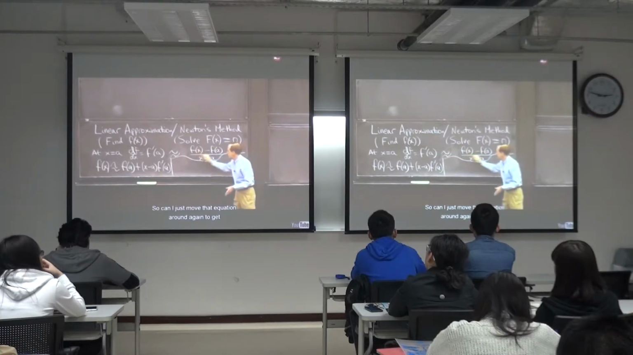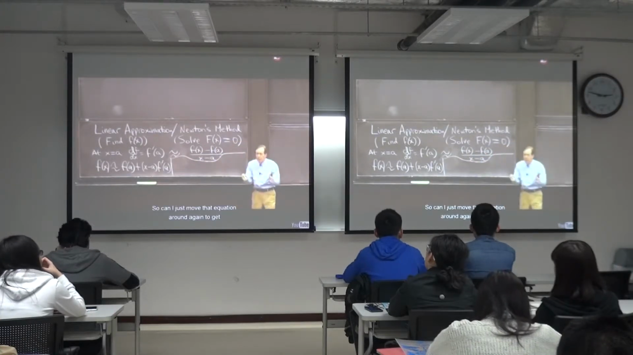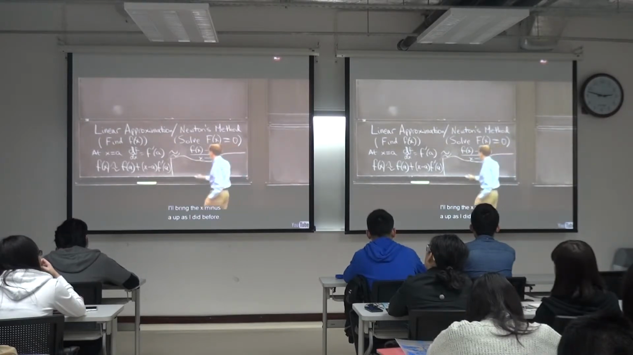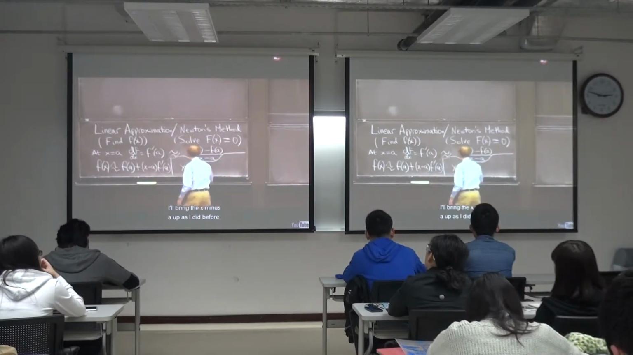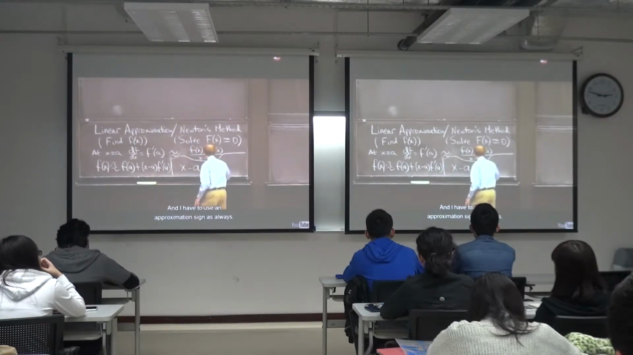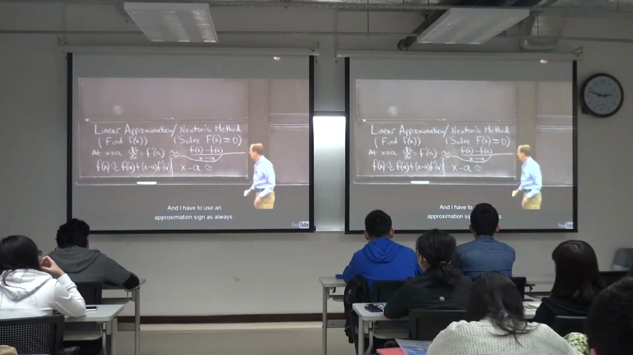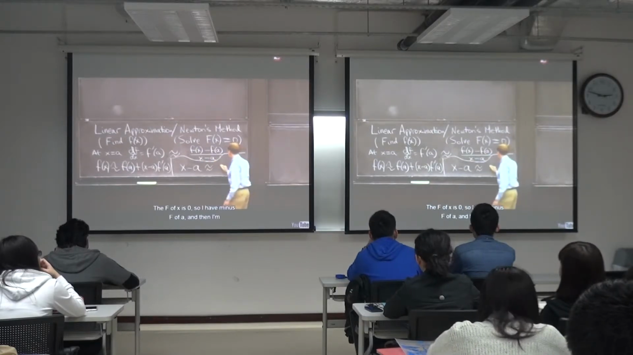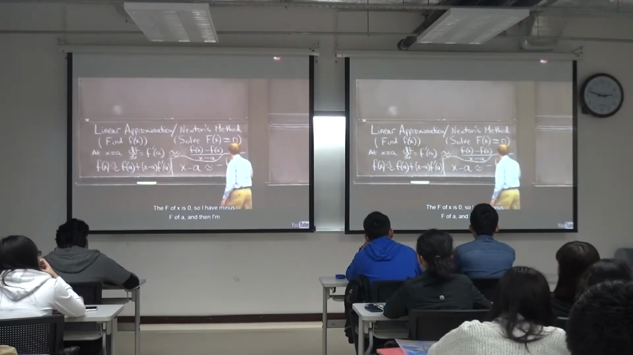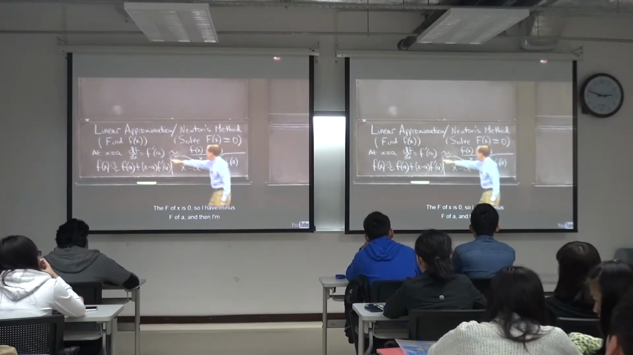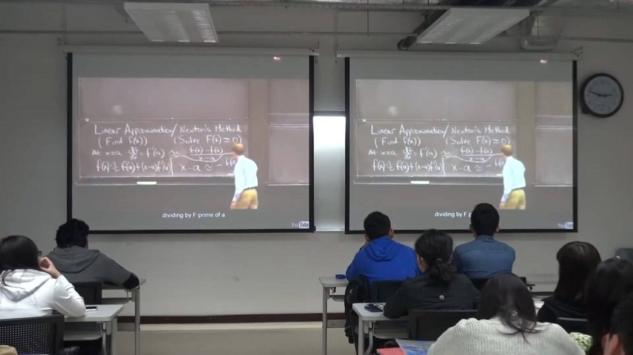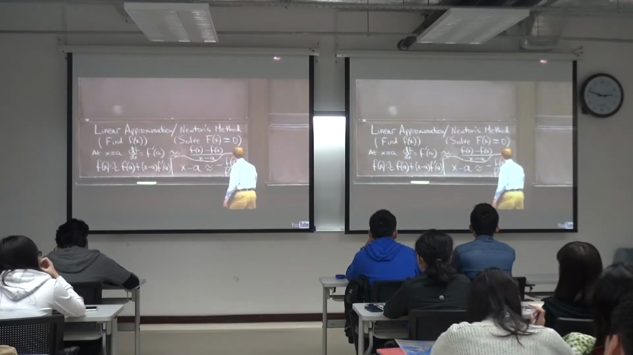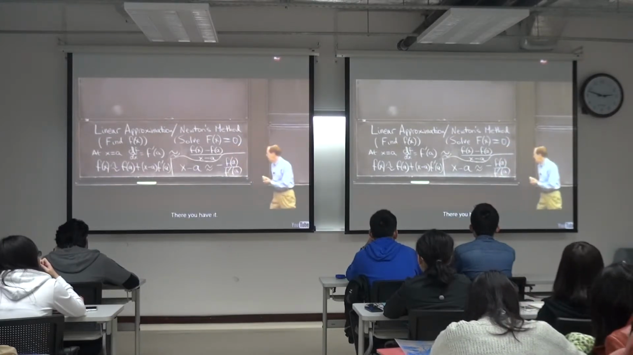So, can I just move that equation around again to get an equation? I'll bring the x minus a up as I did before. And I have to use an approximation sign as always. The f of x is 0. So I have minus f of a, and then I'm dividing by f prime of a. There you have it.